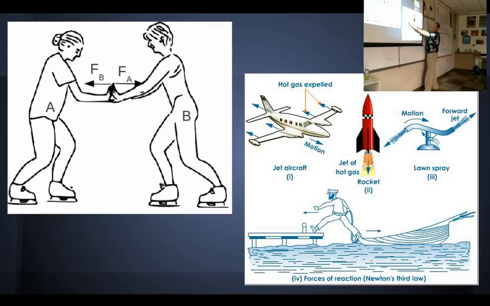Here's the jet. The jet is pushing hot expelled gases out the back of the motor, and the backwards thrust out of the motor has an equal and opposite reaction of pushing the plane forward. So it's the backwards shooting of the exhaust that makes the plane go forward.